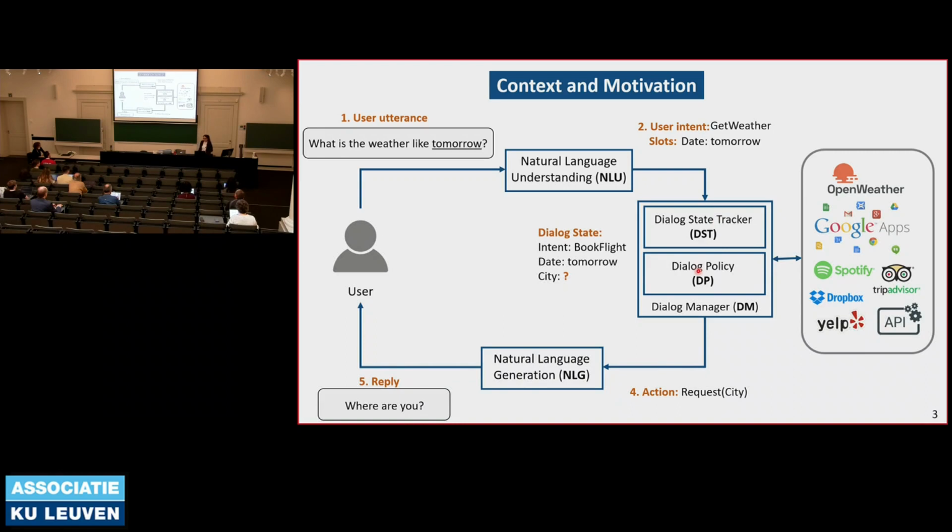Then the dialog policy will decide which next action to do. Let's say that here the DST cannot infer the missing value of city. So the next action will be asking the user for the value of the city. The work we are presenting today is related to the dialog state tracker.